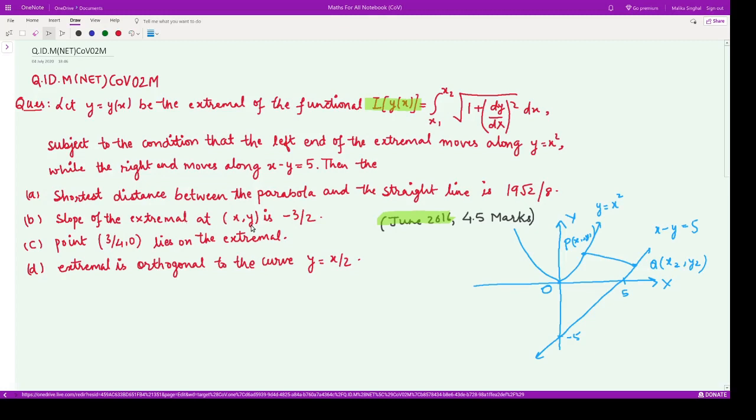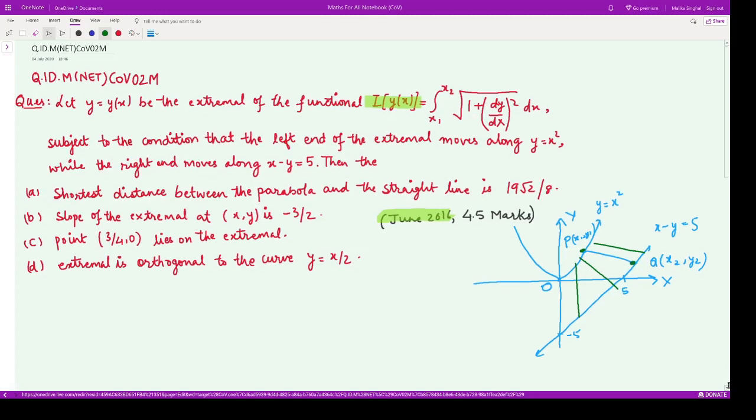The slope of the extremal at the point (x, y) is −3/2. The point (3/4, 0) lies on the extremal, and the fourth option is the extremal is orthogonal to the curve y = x/2. So let us get started with this question. This is an arbitrary extremal, and in this case these 2 points are fixed. So that means you can have an extremal like this, or anywhere like this, right? So we are interested particularly now in calculating the extremal from P to Q. So let us get started.